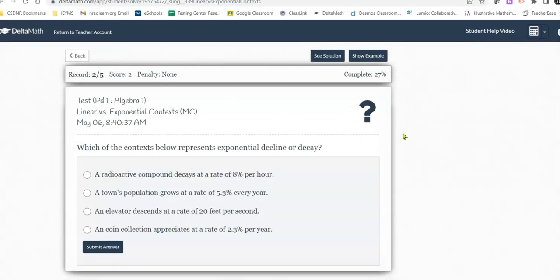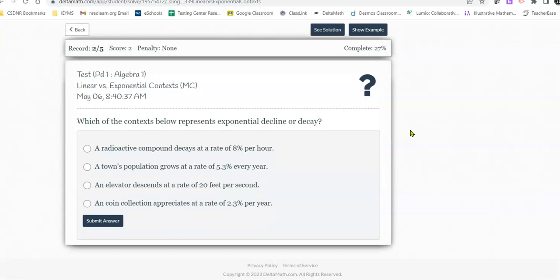Which of the contexts below represents exponential decline or decay? Okay, so exponential growth is generally a percentage, or doubling, or tripling, or halving. So this one says decays, this one says grows, this one says descends, and this one says appreciates. To appreciate means to go up, to grow means to go up. So it must be one of these two, because those are the only ones that are declining or decaying. This one has a percentage, this one has a constant rate. So for us, it's going to be the first one.